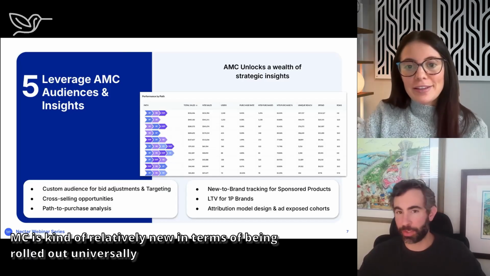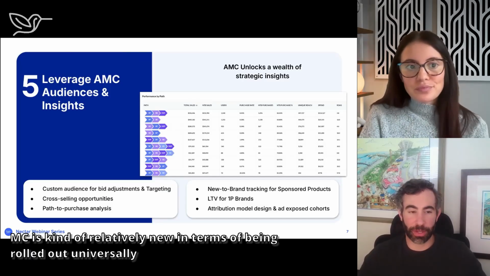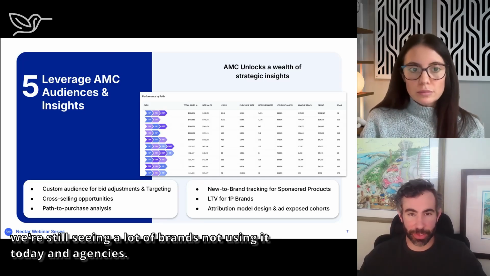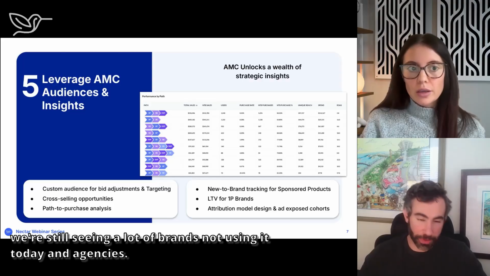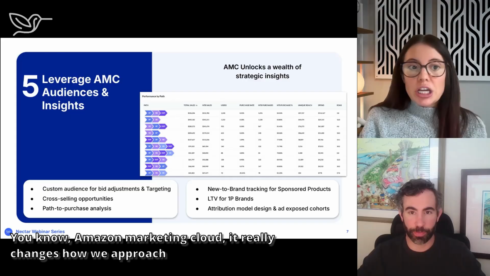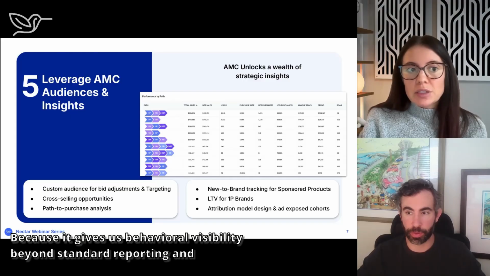All right, so moving to number 5, leveraging AMC audiences and insights is a really hot topic. AMC is relatively new in terms of being rolled out universally and in console, but we're still seeing a lot of brands and agencies not using it today. Yeah. Amazon Marketing Cloud really changes how we approach strategy because it gives us behavioral visibility beyond standard reporting.